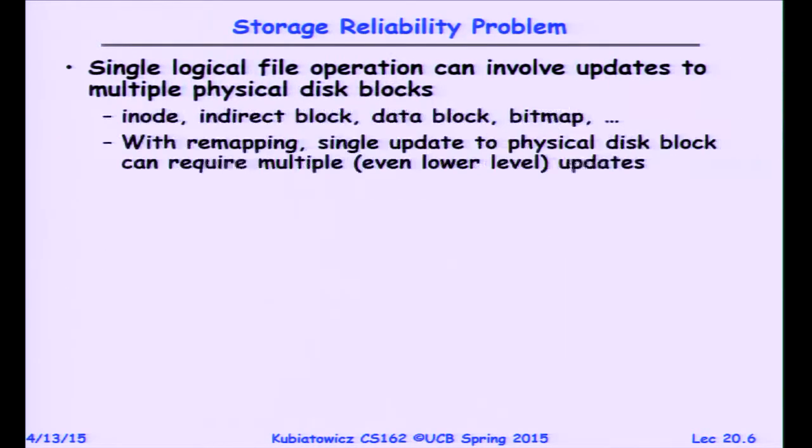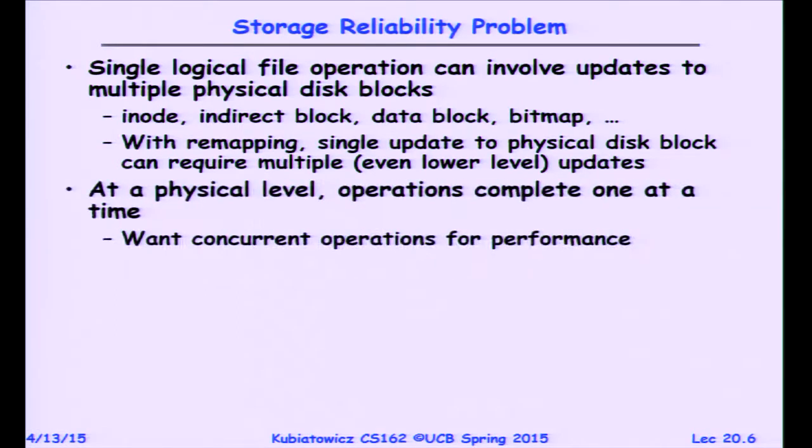So the reliability problem here, just to really hammer it home, is we have a single logical file operation, typically things like create a file or write a group of blocks, that can involve updates to multiple blocks: inodes, indirect blocks, data blocks, the free bitmap, etc. And we need some way to make sure that either all of those things happen or none of them happen. Because if all of them happen in a durable way, then maybe the file system's consistent. If only some of them happen, then you've got a mess.